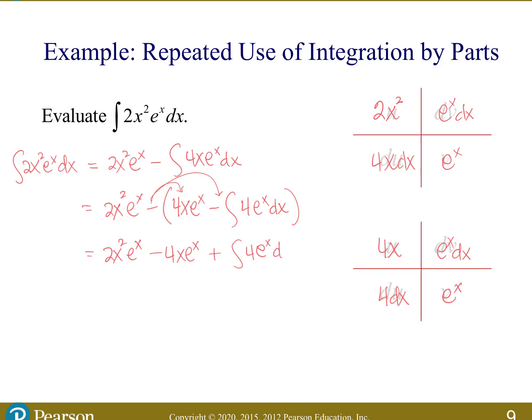dx. And that last integral is possible to solve without having to do integration by parts. So that is 4 e to the x plus the constant of integration.